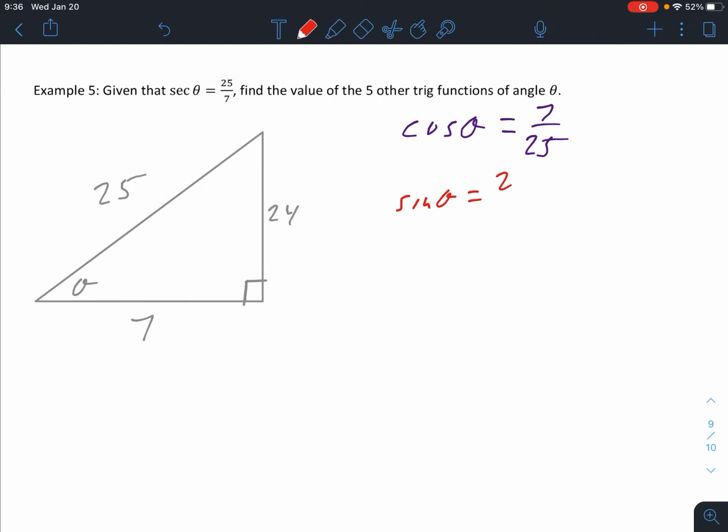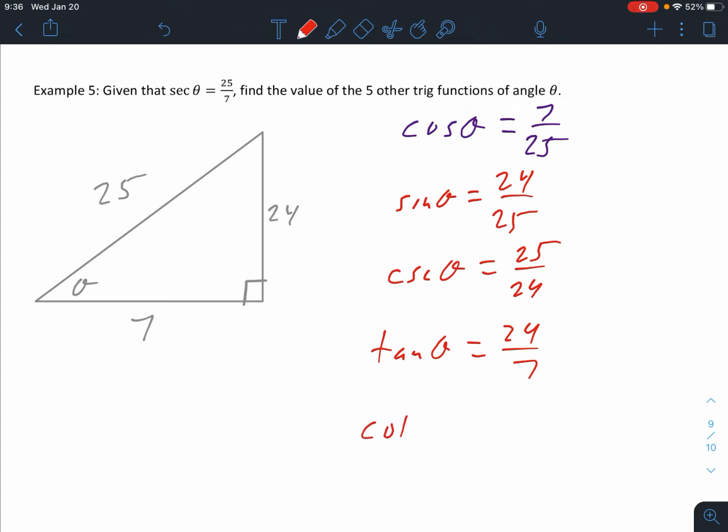Sine of theta equals opposite over hypotenuse. Cosecant is the reciprocal of that. Tangent of theta equals opposite leg over adjacent. And cotangent is the reciprocal of tangent. And here's your other 5 trig functions.